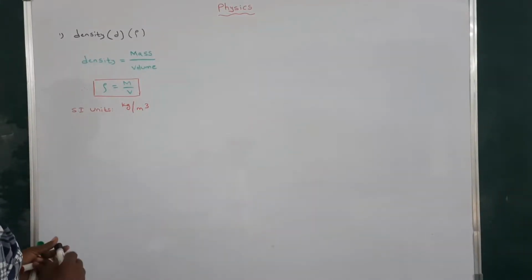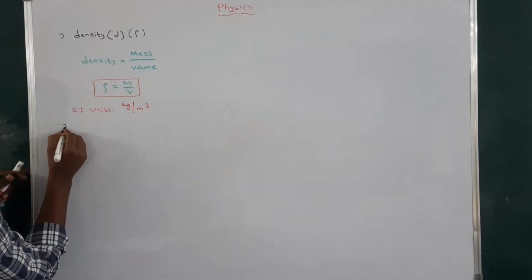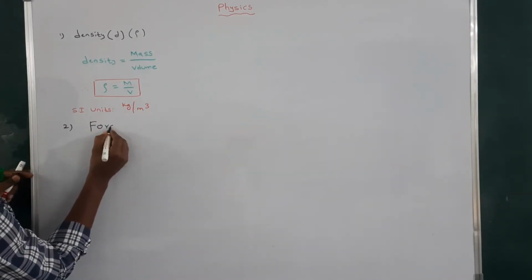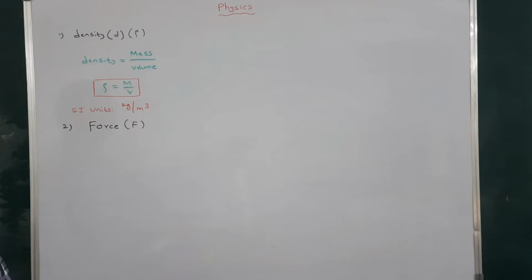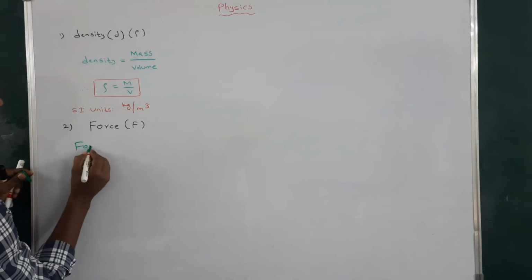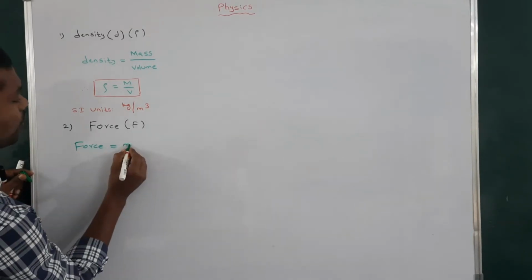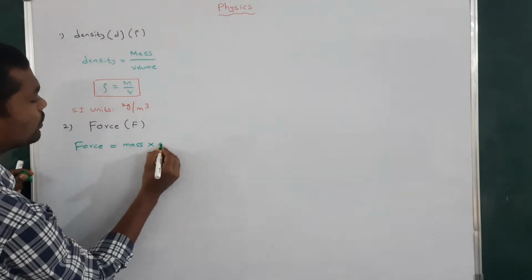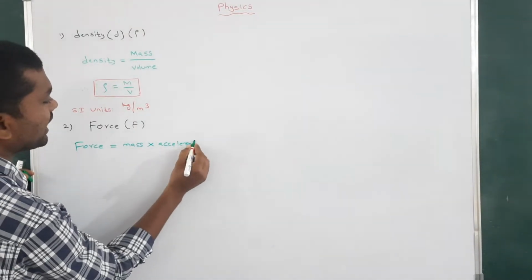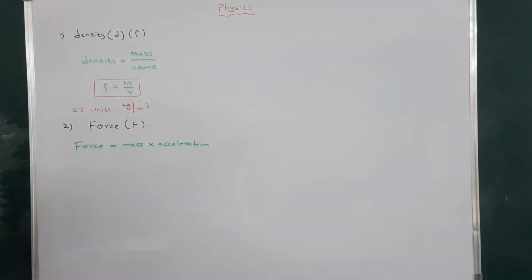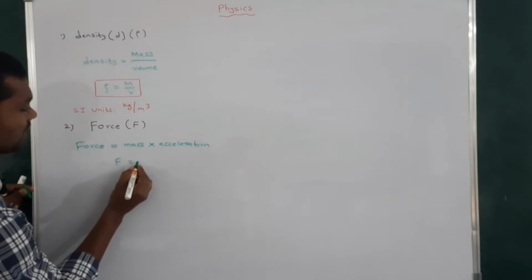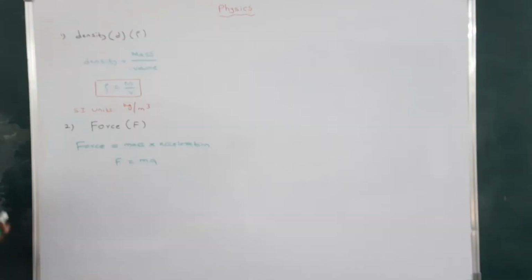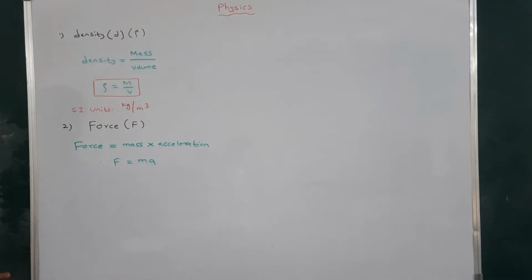Now next, the second physical quantity, force. It will be represented by F. Now we can write the formula of the force. Force is equal to mass into acceleration. Therefore, F is equal to ma, the formula of the force.